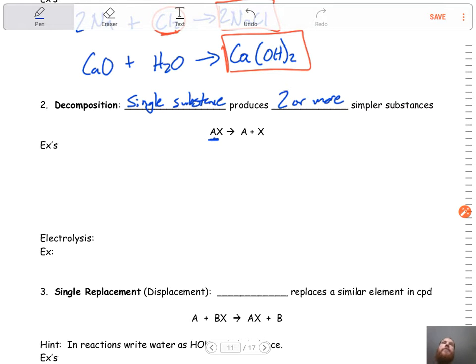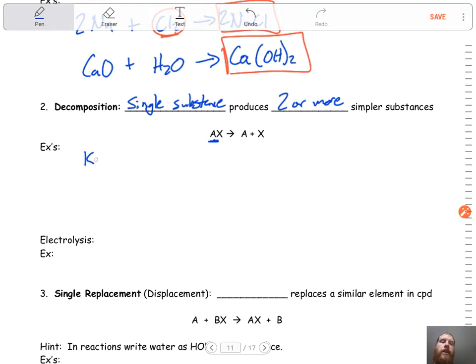So some examples that we are going to write down here include potassium fluoride breaking down into potassium plus fluorine. Again, same thing. Oh, why is F2? You should know the answer to that by now.